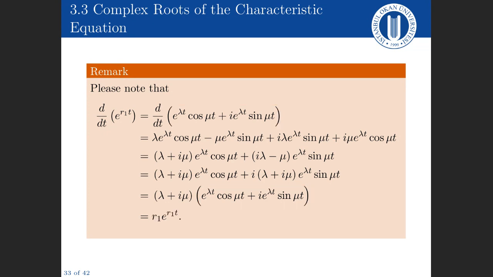So what we really have is R1 multiplied by e to the power R1 t. Even if R1 is a complex number, still the derivative of e to the power R1 t is equal to R1 e to the R1 t. Good. This is why we use this formula. This is why this formula makes sense.